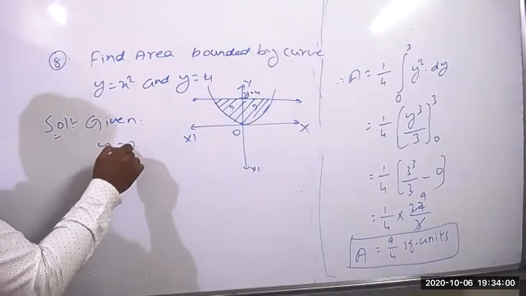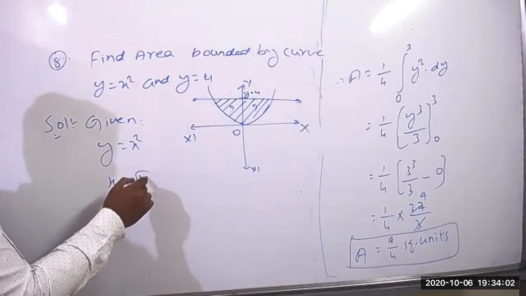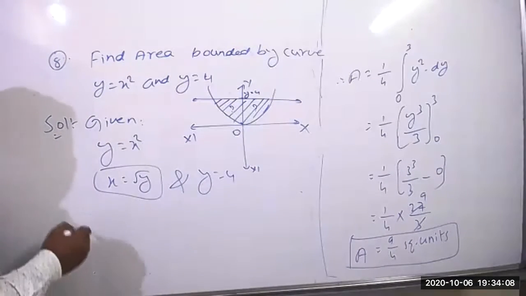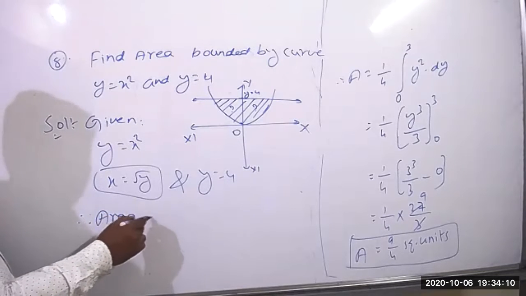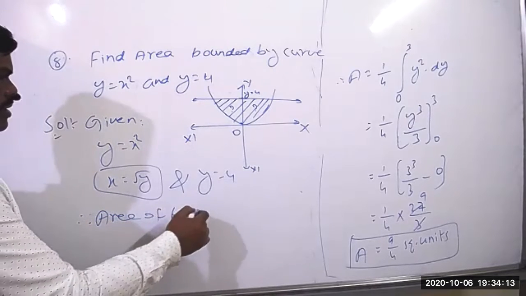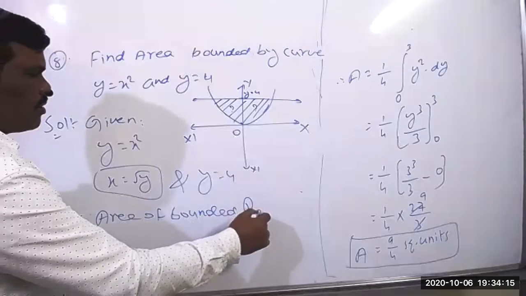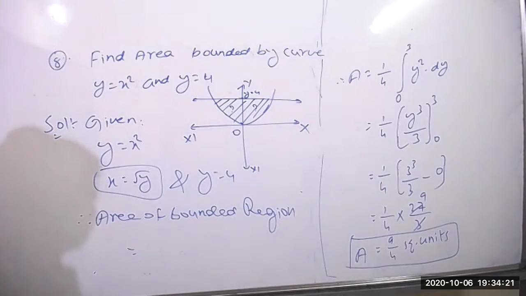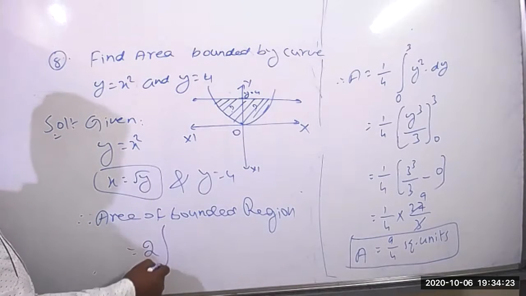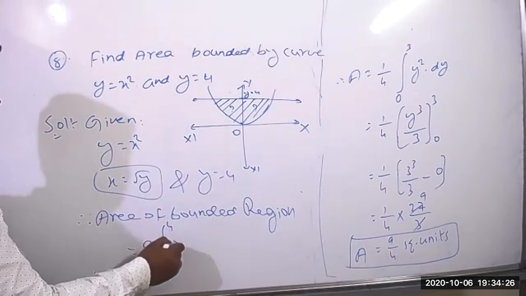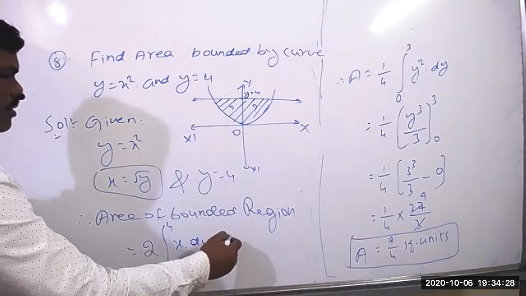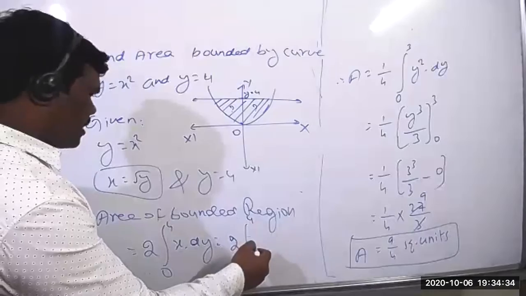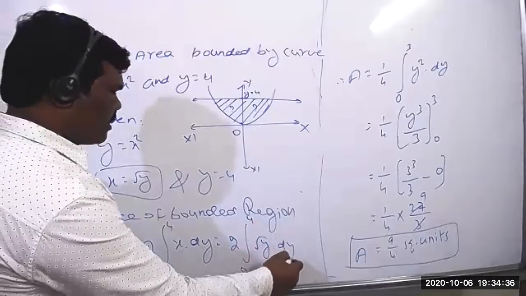Given curve y equal to x square, definitely we require the value of x now. x equal to root y, and y equal to 4 is given. So therefore area of bounded region is equal to, again two parts we require now, 2 into integration of 0 to 4 x dy, where the value of x we got is root y, dy.